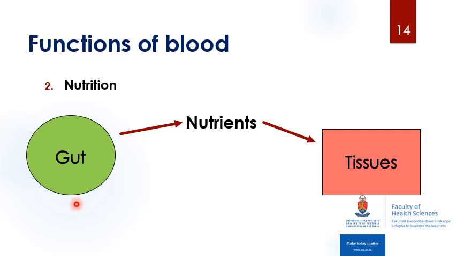Your blood also plays a very important role in nutrition. So the food that you eat gets taken to your stomach and to your intestines, where it gets broken down into its nutrients. And then these nutrients have to be transported to the tissues where they are needed to make energy and to build cellular components. So these nutrients are transported in the blood from your gut to your tissues.